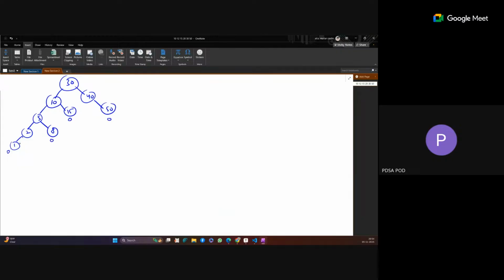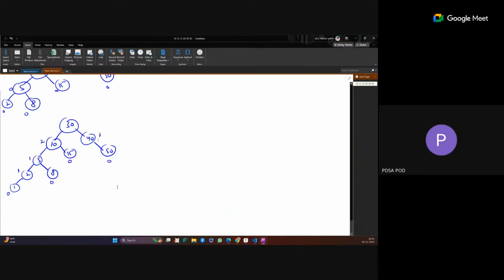Okay. So what is the balance factor for 2? 1. Okay. What is the balance factor for 5? 2 minus 1, 1. What is the balance factor for 10? 3 minus 1, 2. This 40 is also 1. So what is the balance factor for 30? 4 minus 2, 2. So you can see in this example, we got the balance factor more than 1 on 2 nodes.